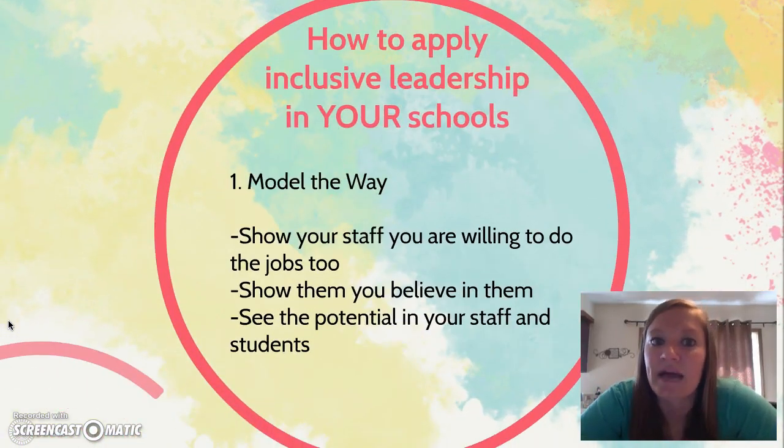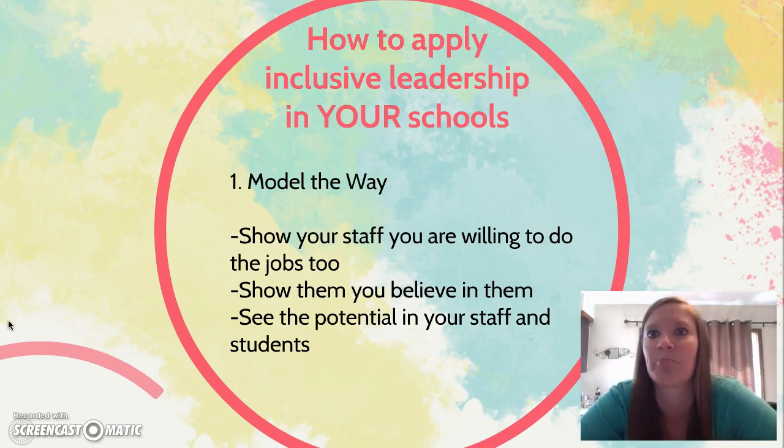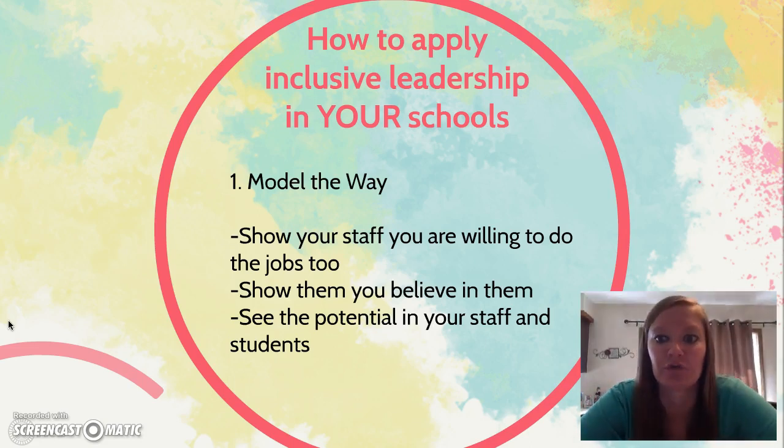So how to apply these inclusive leadership strategies in your school? First, you've got to model the way. You've got to show your staff that you're willing to do the job too. You're not giving them the short end of the stick or a bad job that you wouldn't do. You've either done those jobs or you're willing to help do them. You have to show them that you believe in them and you back them and support them. You need to see the potential in the staff and the students. Make sure they know that you're right there behind them, cheering them on.